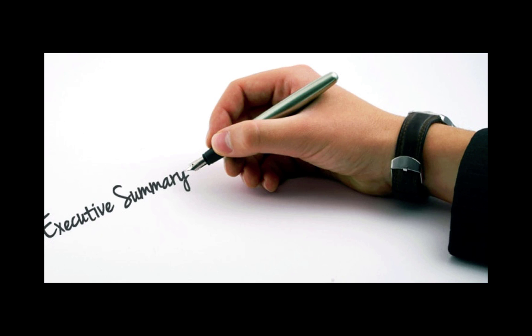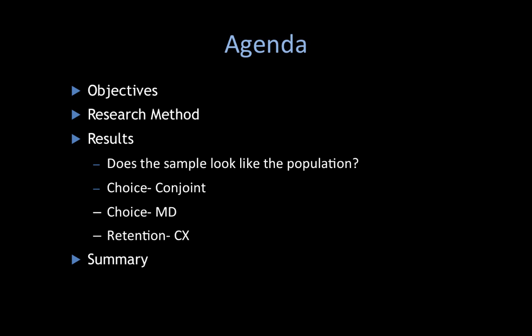We took the web-based survey administered to undergraduate marketing and logistics students at CMU in order to interpret the results and find out what they are looking for in a full-time and internship position. On the agenda today, we're first going to start off with the research objectives. Then we're going to talk about the research methodology. Then we'll dive into the results. Specifically, does the sample look like the population, choice conjoint, choice maximum difference, and retention customer experience. And then we're going to sum it all up.